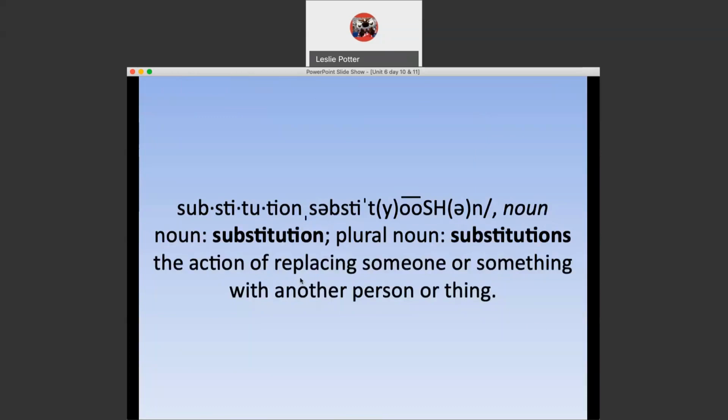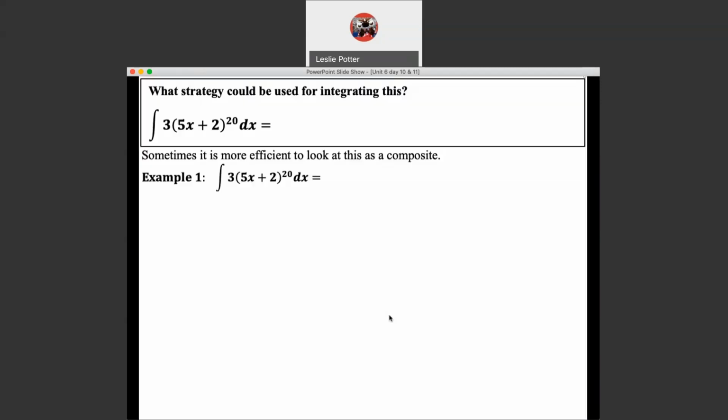So here is the Webster Dictionary's definition of substitution, which I'm not really sure I had to show you, but the idea is that, just like when you have a substitute in class, you're replacing someone or something with another person or thing. You see this all the time when you come to school and you have a substitute in your classroom. And we are going to physically do this also in some of the more complicated antiderivative questions.